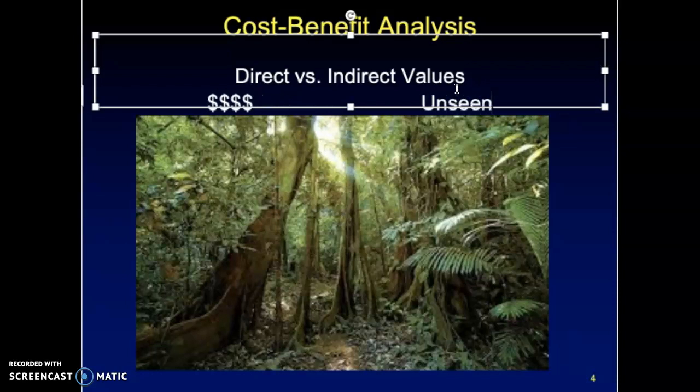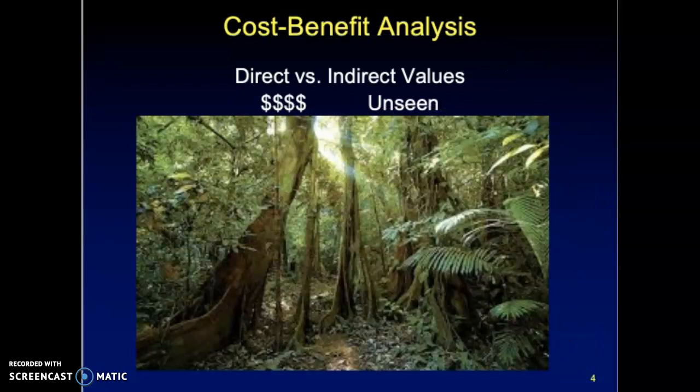Indirect will be those unseen values. Like, does this purify water? Does this regulate climate change? Does this help with emotional and mental health and things of that nature? You can't tie dollars to stuff like that very easily. But we run a cost-benefit analysis, and that should help guide us as we're putting together our policy. And then we move that idea forward.